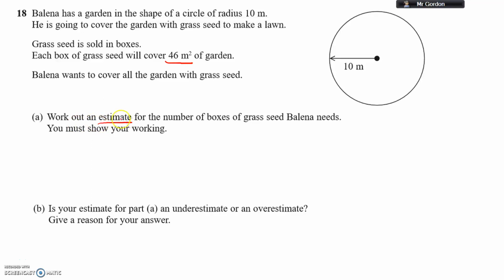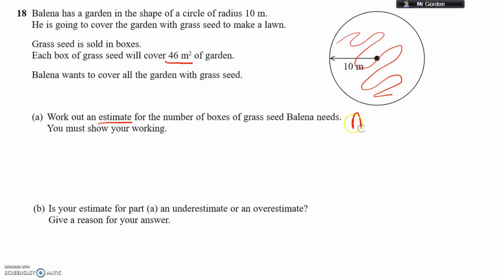As soon as you see the word estimate, we can start rounding numbers up to make them easier to work with. So helpful for us in the exam. If we miss that, we'll try and overcomplicate things. So working out an estimate for the number of boxes of grass seed that Belina needs, you must show your working. Well, we know how much one box will cover, 46 metres squared, but how much of the garden is that? And how much is this garden worth in terms of area?